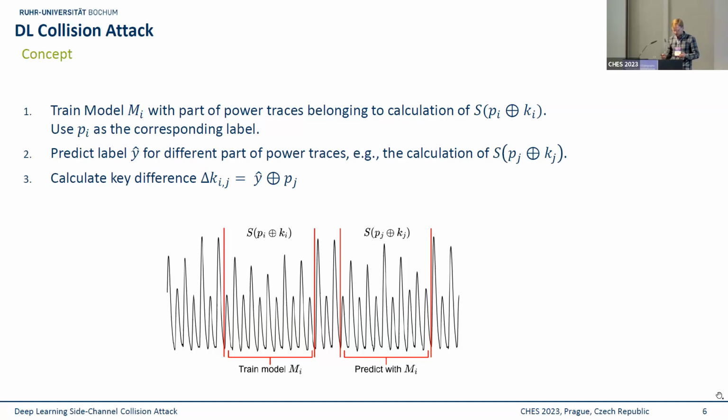Then with the prediction, we can finally calculate the key difference by XORing this predicted value with the known plaintext. And as you can also see from the figure here, for both steps, the first and the second, we are using the same trace, but just consider a different sample range.